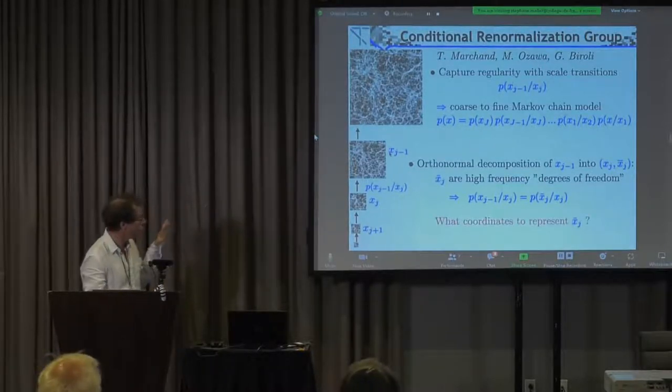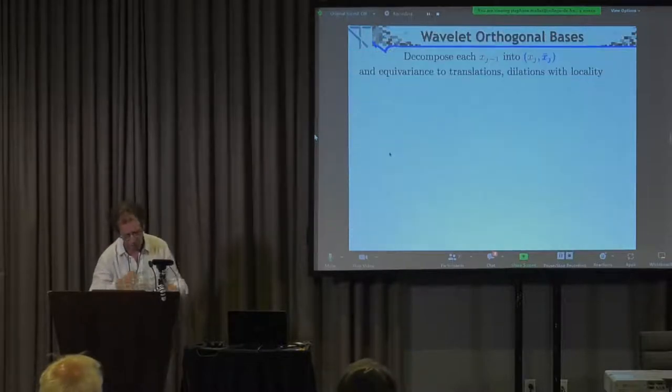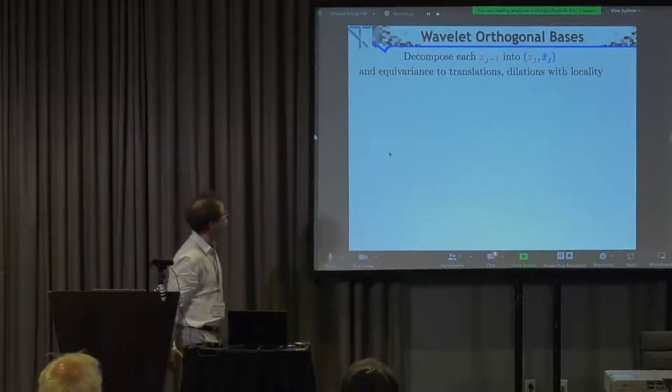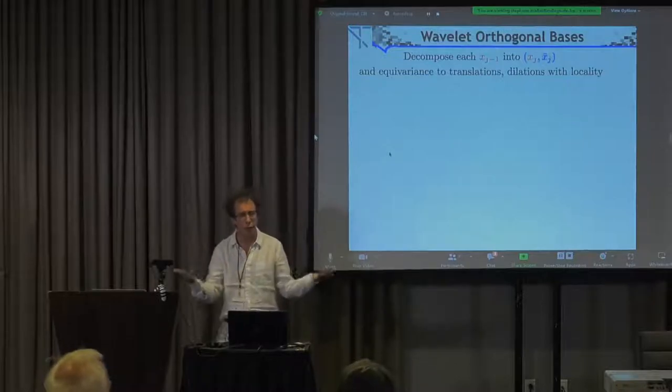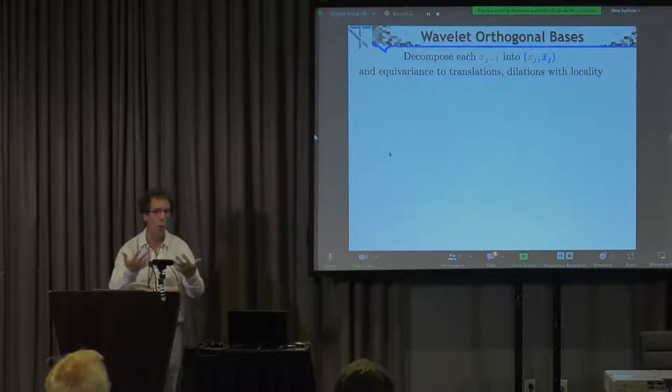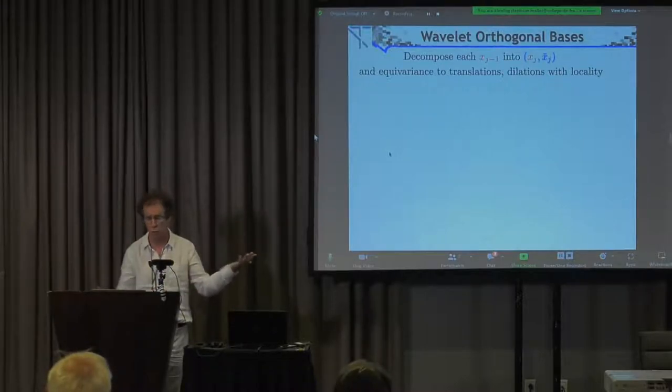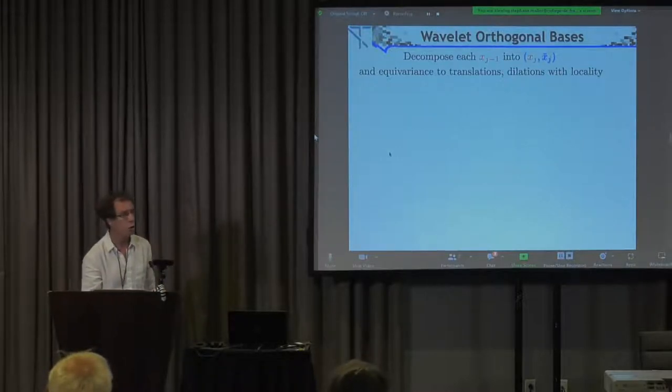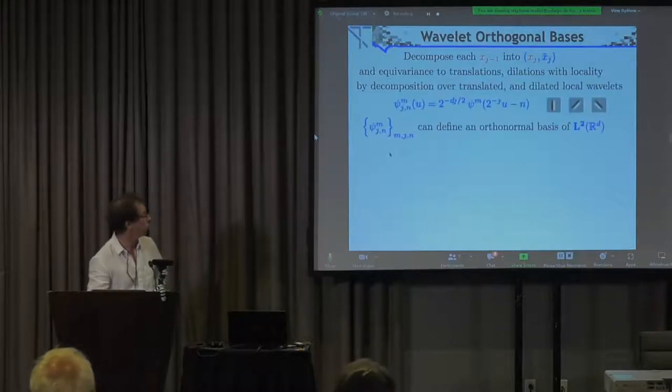Now, what coordinate system is present? This is an idea that has been very much studied, and there is a very natural coordinate system that comes from the fact that you want invariance or covariance to translations and rotations, which are wavelets. So let me explain that.